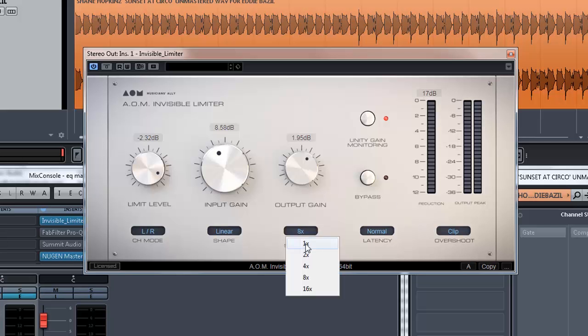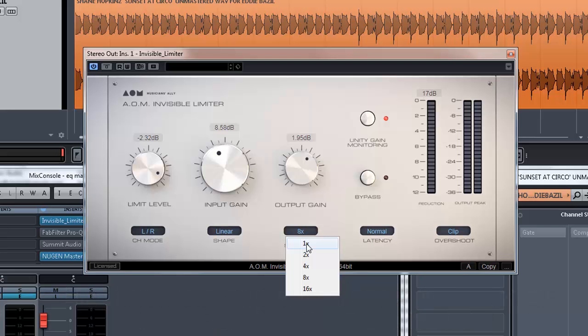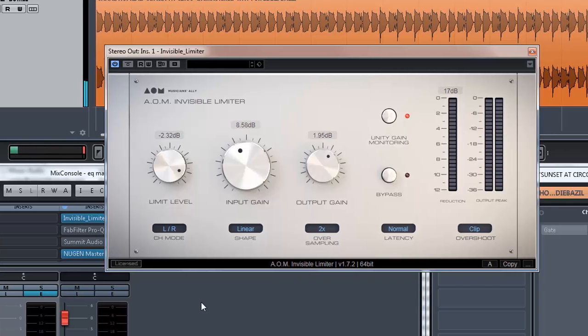Oversampling. 1 means there is no oversampling at all. 16 is max. Just remember this, same as all other oversampling processes. The higher the oversampling value, the better the processing. In this event, it'll be transparency. However, it's going to eat your CPU. If you keep an eye on that when I play it at 16, but when I go to 2, you see a big drop there in the CPU load.